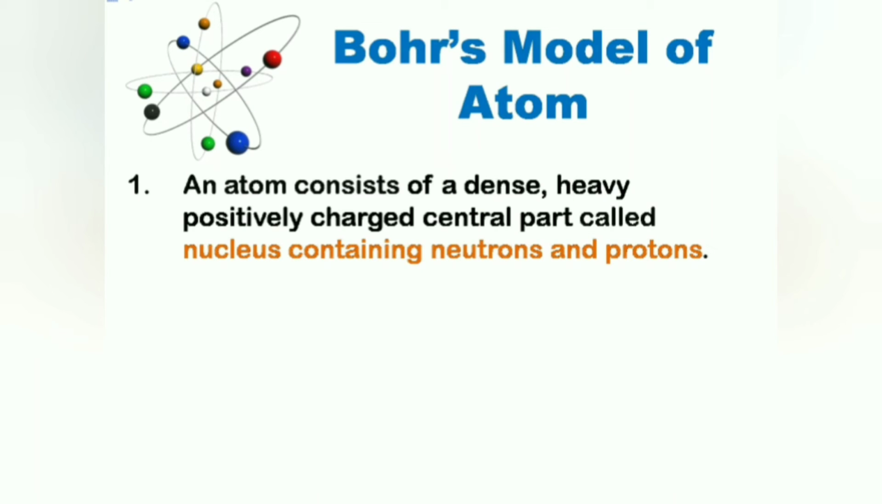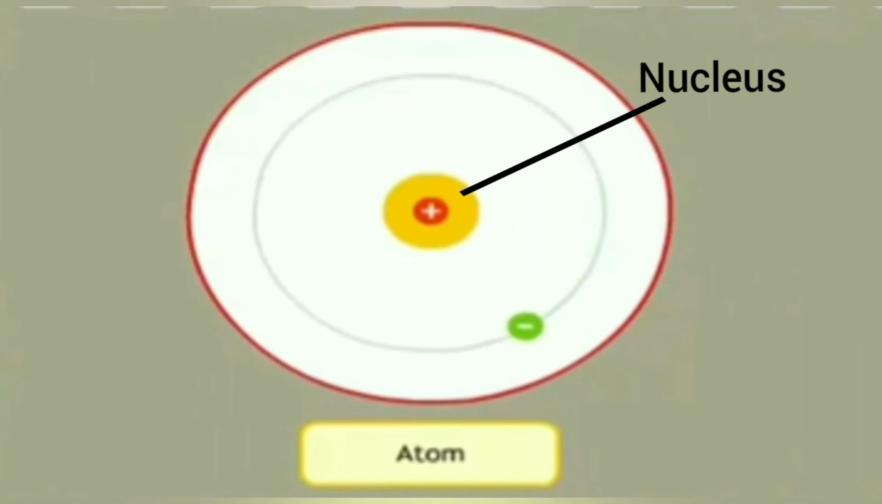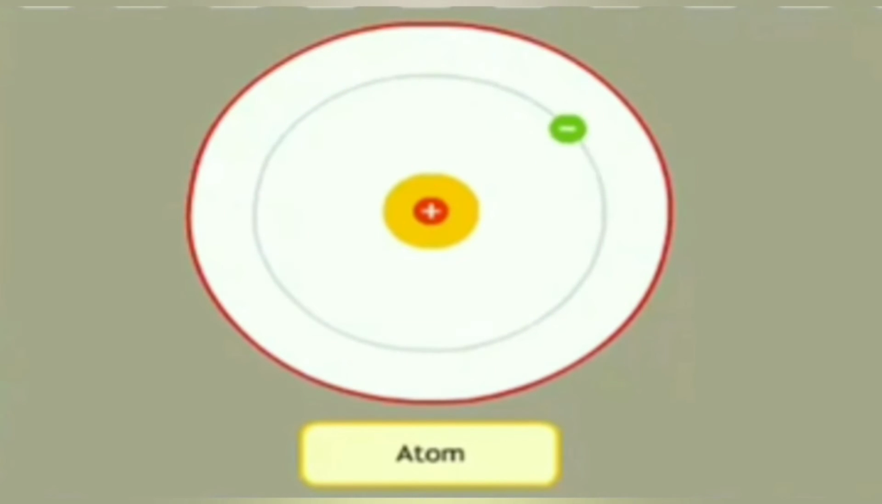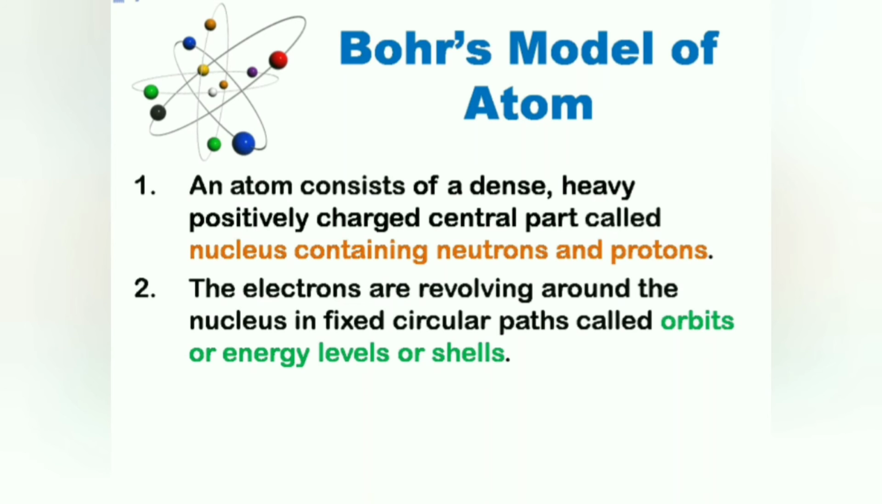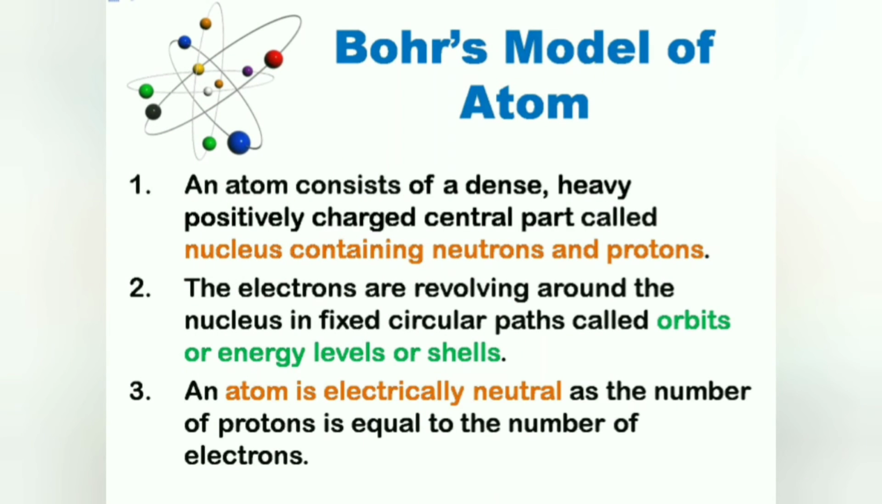Number 1 is that each atom consists of a dense, heavy, and positively charged nucleus containing protons and neutrons. This nucleus is present at the center of atom. The negatively charged electrons are revolving around the nucleus in fixed circular paths. These fixed circular paths are called orbits or energy levels or shells. There are equal number of electrons and protons in an atom. That is why an atom is electrically neutral.